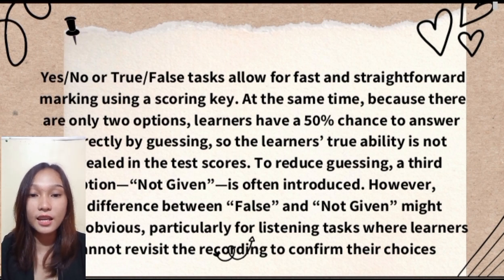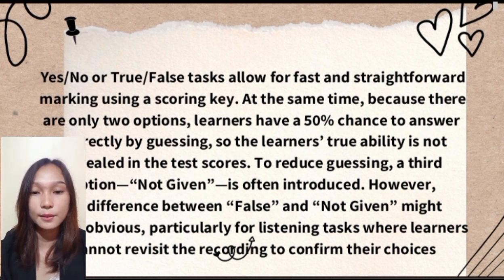To reduce guessing, a third option, not given, is often introduced. However, the difference between false and not given might be unclear, particularly for listening tasks where learners cannot revisit the recording to confirm their choices. The difference between true and not given can be disputable due to inferring from a text, thus risking a double key. In addition, tasks with a not given option are more difficult to write.